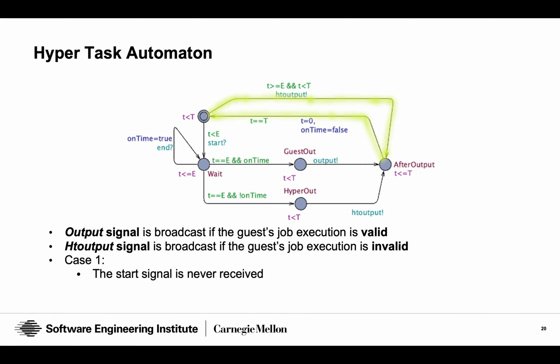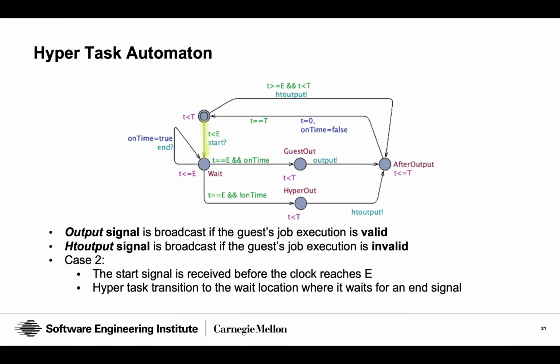So we'll have two cases. Let's consider case 1, the first case highlighted here in yellow, where the start signal is never received. That means that when time is greater or equal than the deadline of the guest task E here, the hypertask will broadcast an HT output signal indicating that the output of the hypertask is the one that should be used.